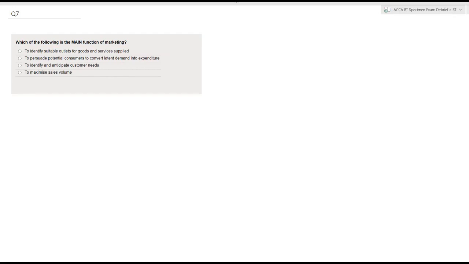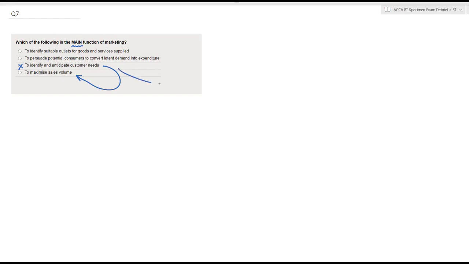The clue is in the question, and it's in capital letters. Which one of those is the main function? And if I stand back and think, okay, what is marketing there to do? In the simplest terms, marketing is there to identify and anticipate customer needs. So by identifying and anticipating customer needs, it will allow an organization to maximize sales volume.